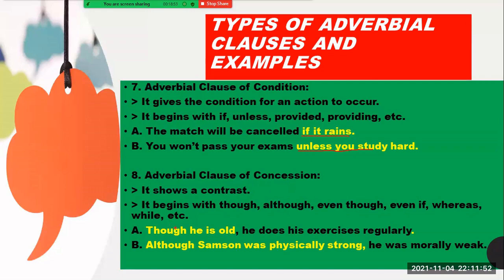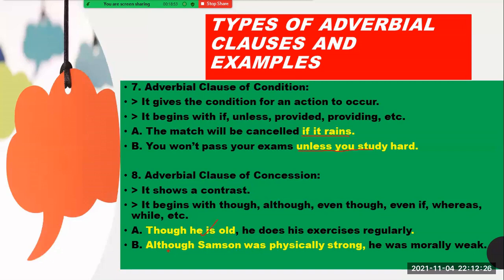Now, for example, though he is old, he does his exercises regularly. Though he is old, he does his exercises regularly. Now, "though he is old" is the adverbial clause of condition. Now, we say, well, he does his exercises regularly, though he is old, all right? So these two ideas seem to contrast, all right?